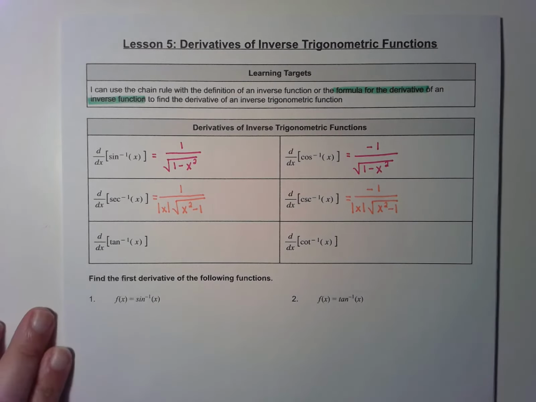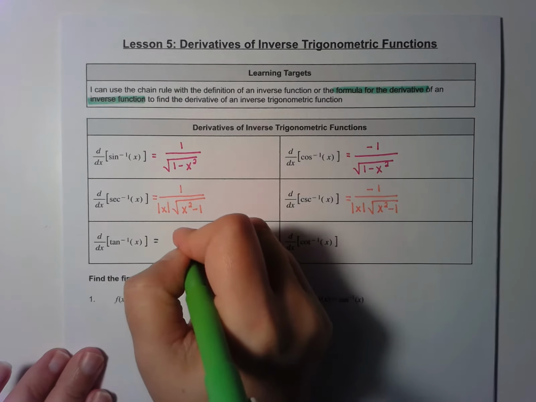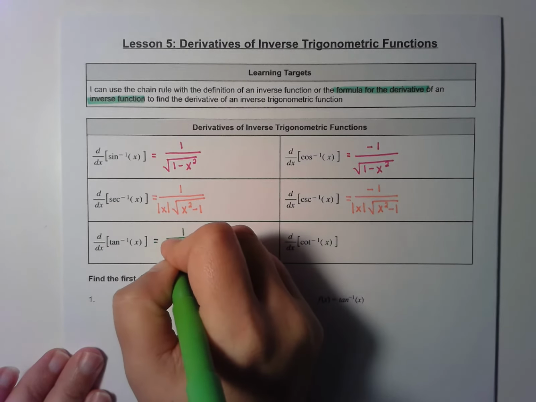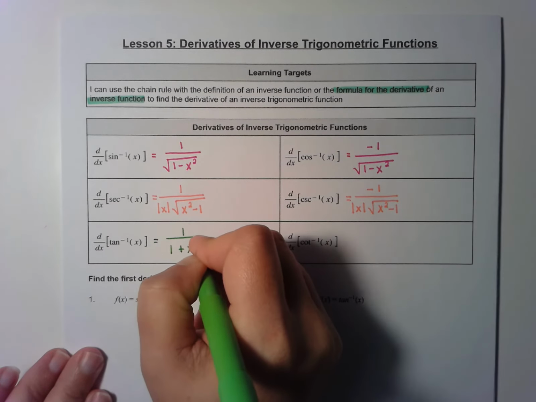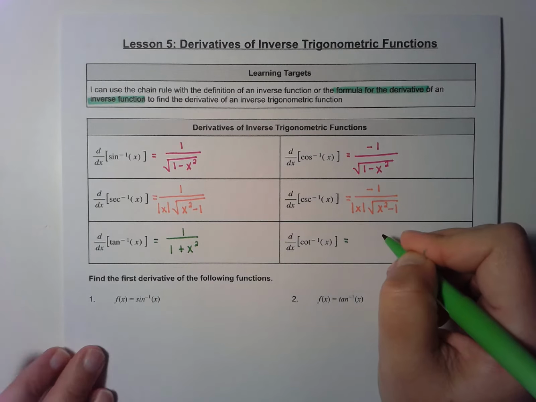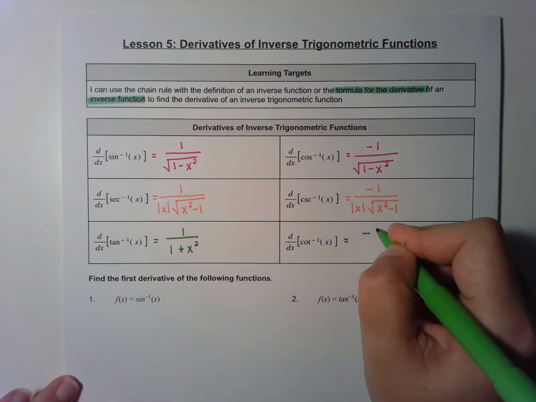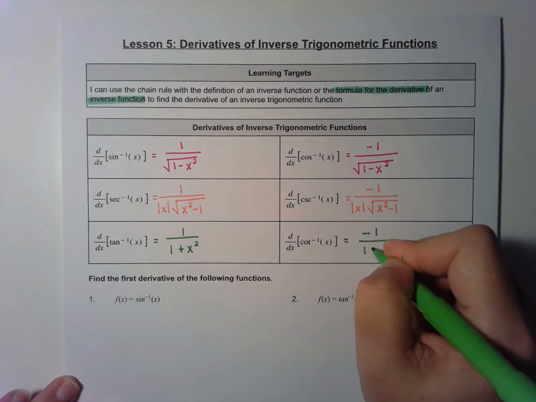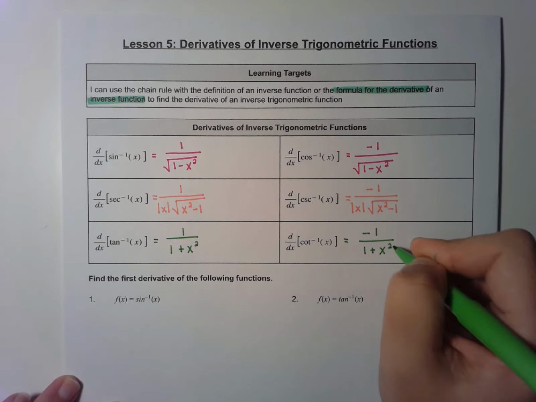Last but not least, the derivative of inverse tangent would just be 1 over 1 plus x squared. And you guessed it, the derivative of inverse cotangent is the exact same thing, but just negative. So negative 1 over 1 plus x squared.